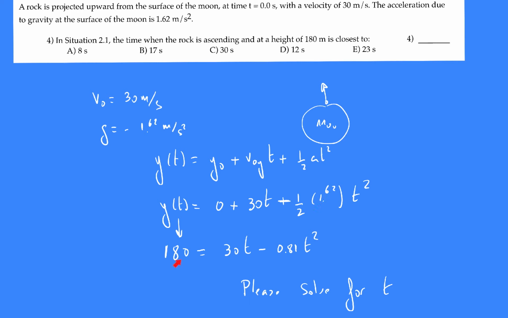So when y is 180 meters, the equation will say 30t minus 1.62 divided by 2, which is 0.81 t squared. So what you will do, you will solve for t. You will find the time t at which y is 180 meters. I don't know, you solve it and you see which one is the correct one.